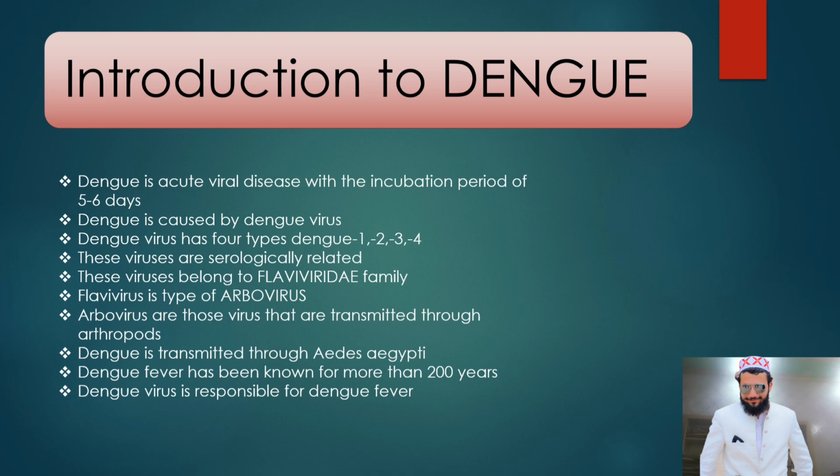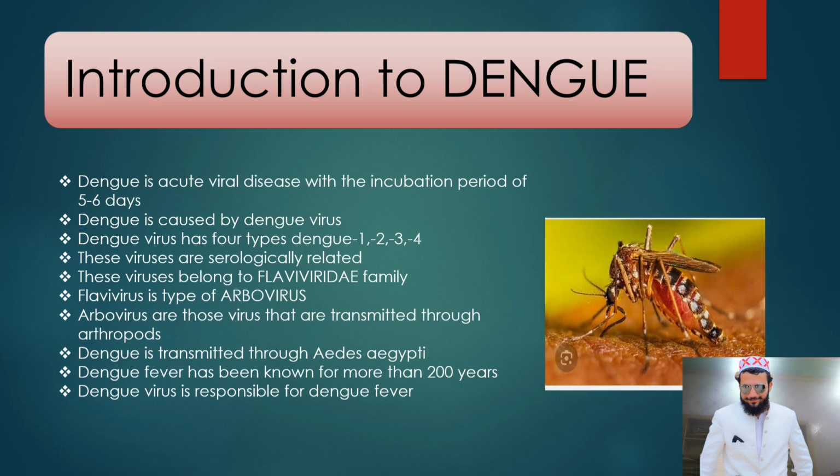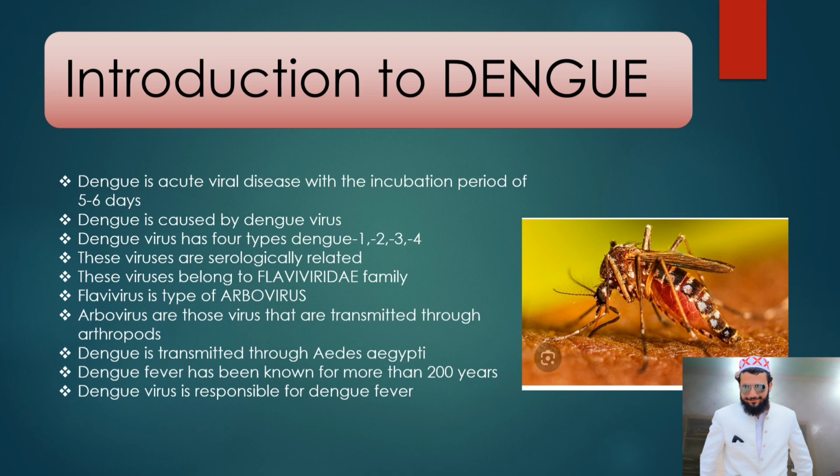Flaviviridae has 5 categories, and one of these is flavivirus, which is a type of arbovirus. Arboviruses are those viruses which are transmitted by arthropods. This arthropod-borne virus is transmitted by Aedes aegypti, which is a mosquito, as you see in the diagram. Dengue virus is mainly responsible for dengue fever, which has been known for more than 200 years.